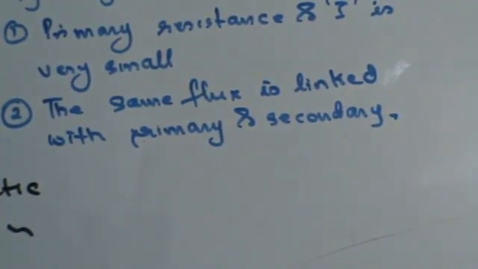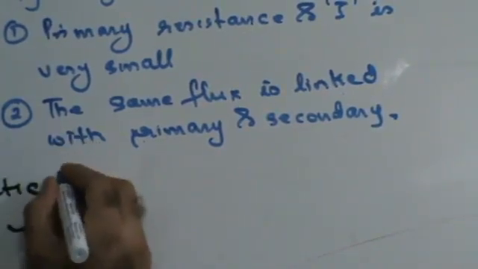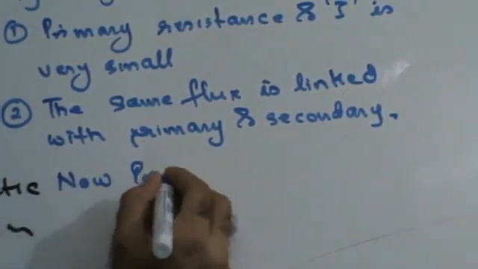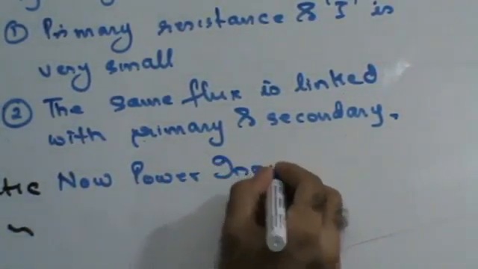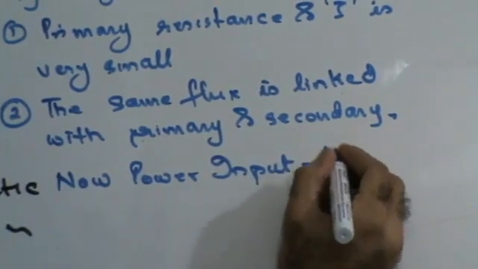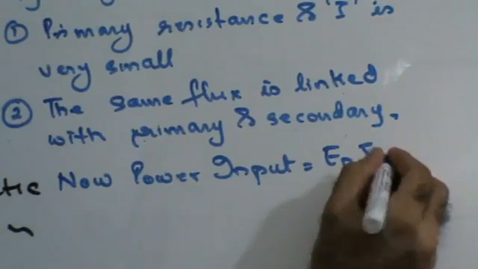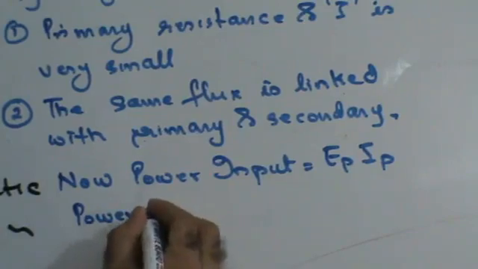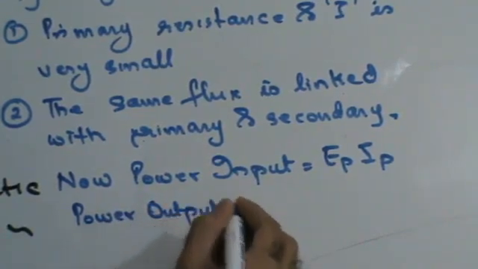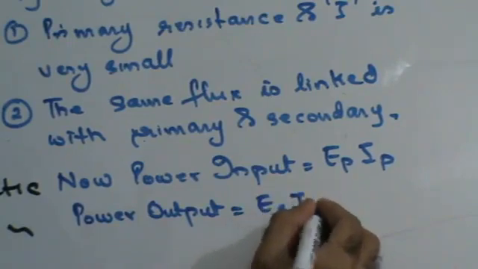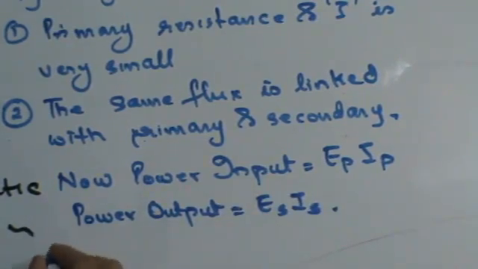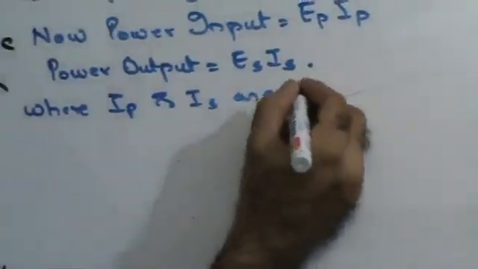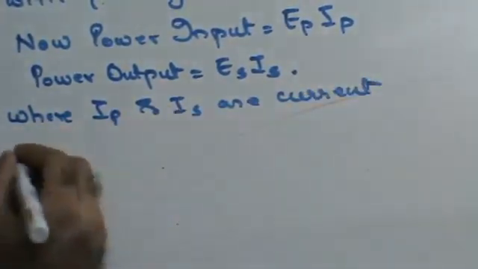Right? Now let us find out what is the power input. The power input to the primary: power is nothing but EMF into current, so EMF in the primary into current in primary. Similarly, the power output from the transformer is going to be EMF of secondary into current in secondary, where Ip and Is are the currents in primary and secondary.